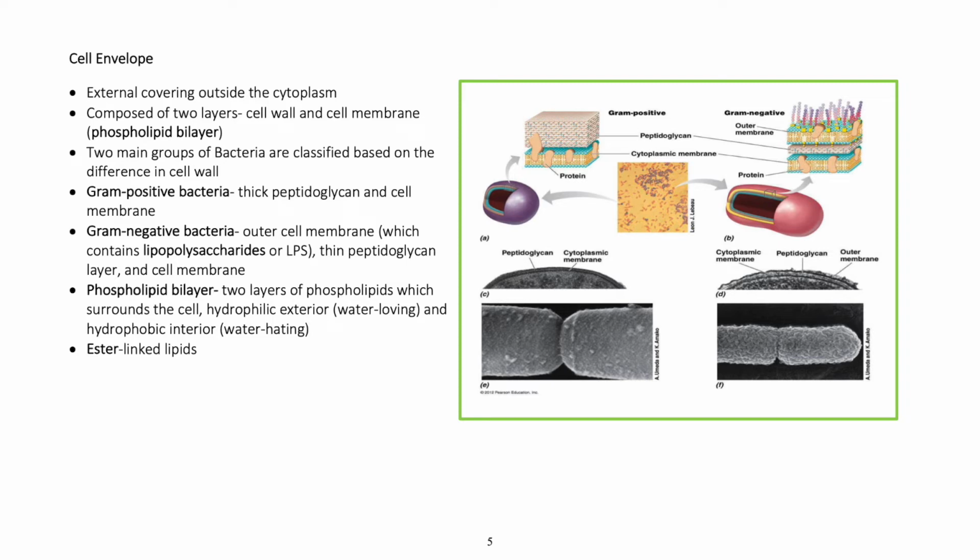Two main groups of bacteria are classified based on the difference in cell wall. Gram-positive bacteria: thick peptidoglycan and cell membrane. Gram-negative bacteria: outer cell membrane, which contains lipopolysaccharides or LPS, thin peptidoglycan layer and cell membrane. Phospholipid bilayer. Two layers of phospholipids, which surround the cell, hydrophilic exterior, water-loving, and hydrophobic interior, water-hating. Ester-linked lipids.